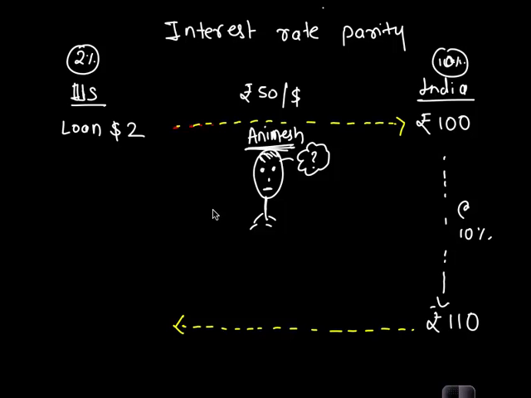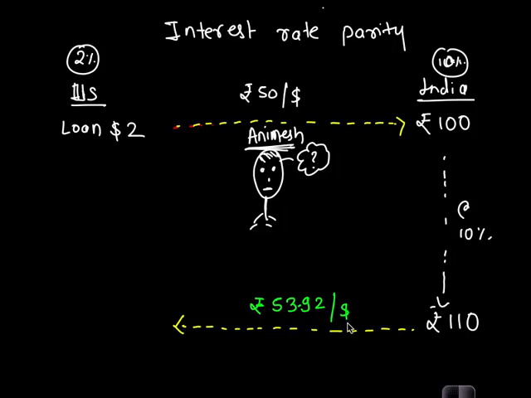So the banker is kind of suspicious. He understands what Animesh is trying to do. So he also performs some calculation, and I want you to do them for me. Can you please calculate 110 divided by 2.04? 110 divided by 2.04? 53.92. So banker will say fine, the rate is 53.92 for a dollar.